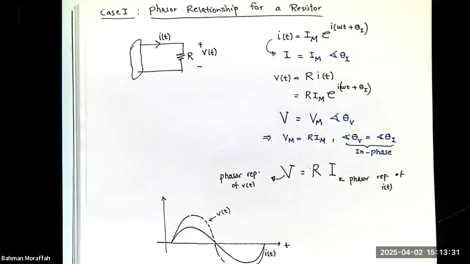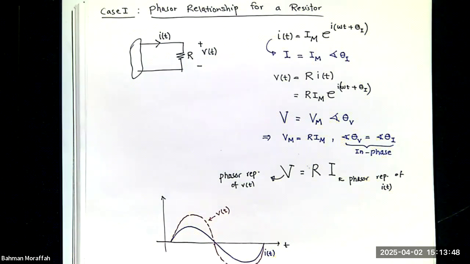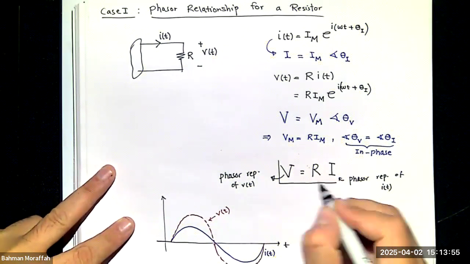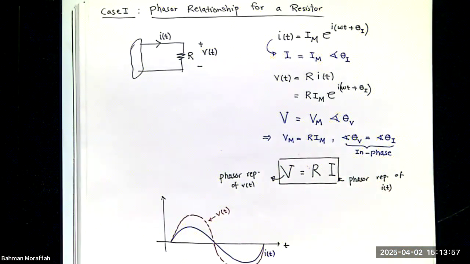So the phases of v(t) and i(t) are exactly the same. The only difference is the magnitude here. It could be bigger or smaller depending on R, but pictorially it looks like this. They're happening at the exact same phases. So this is pretty good. We don't have any issues with R.